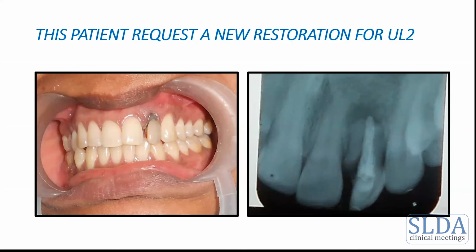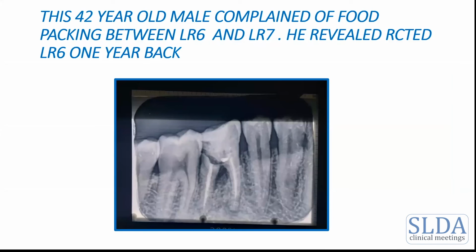So it is always better to go ahead with extraction and provide a replacement rather than trying to do re-root canal treatment and other things on a compromised tooth like this. Therefore, it's very important to combine your clinical findings with the radiological findings before arriving at a conclusion on a coronal restoration. Again, another patient, a recently found patient.